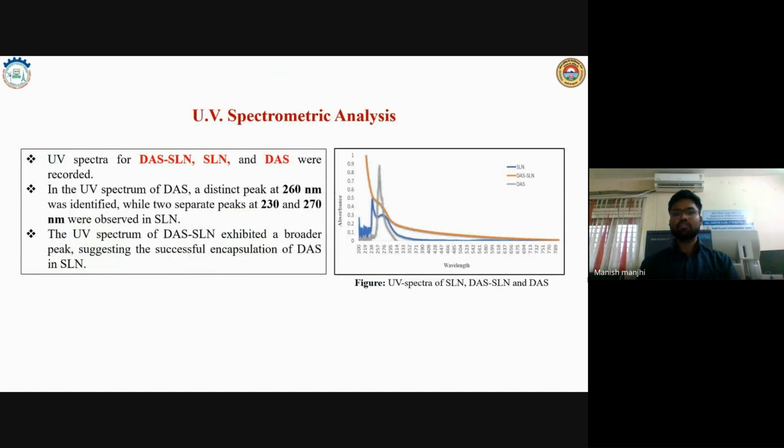Now, the UV spectrophotometric analysis shows that the UV spectra for the DS, SLN, and DS-SLN were recorded. In the UV spectrum of the DS, a distinct peak at 260 nanometers was identified, while two separate peaks at 230 and 270 nanometers were observed in the SLN. And the UV spectrum of the DS-SLN exhibits a broader peak, suggesting the successful encapsulation of DS in the SLN.